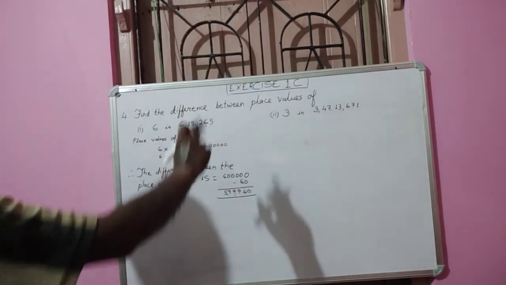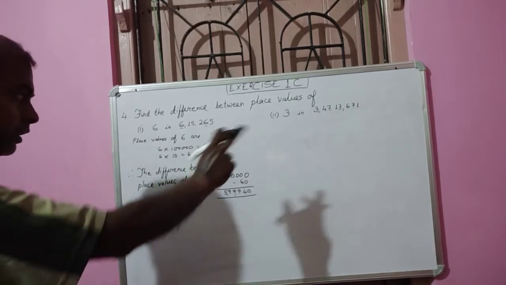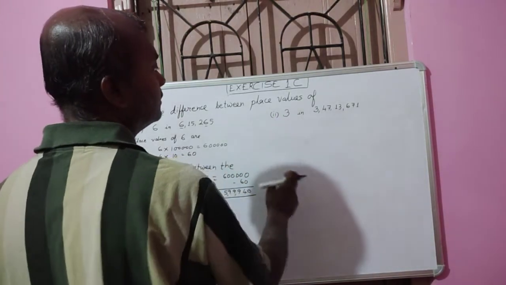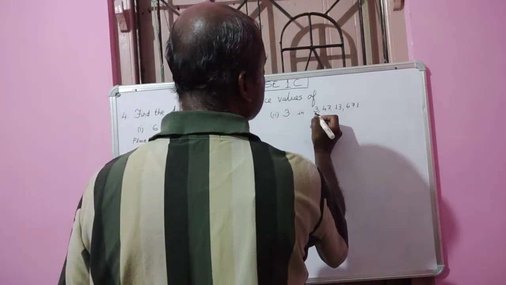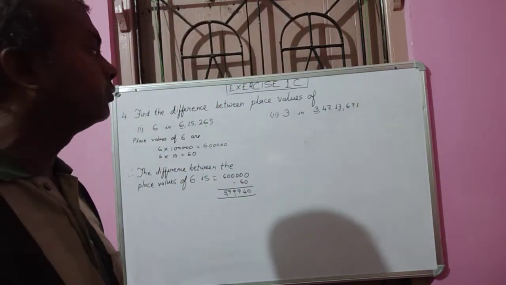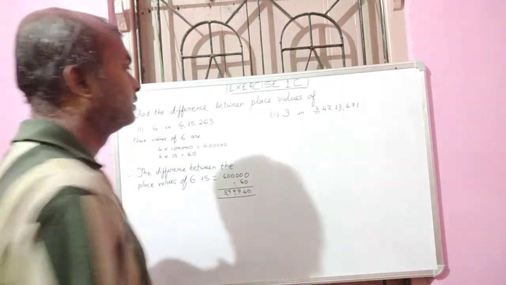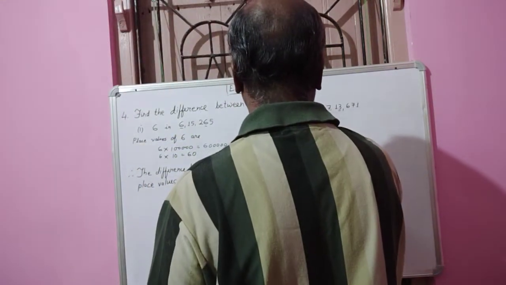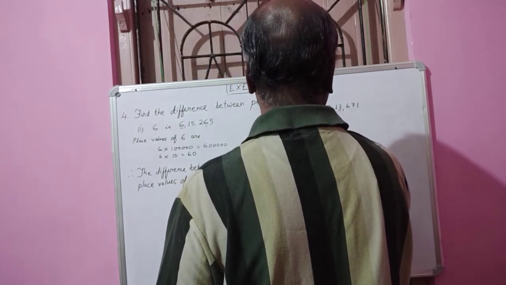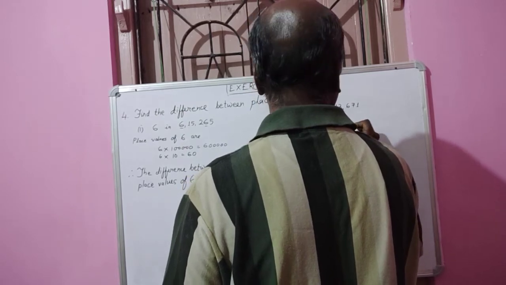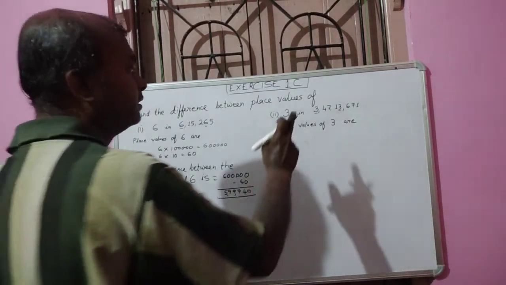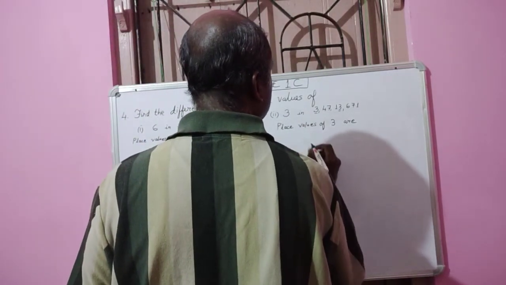Okay, coming to the second one. If you haven't understood this, try looking at this one and you will understand. Here 3 is there, and in this number see how many places 3 is there. 3 is here, 3 is here. So in these two positions we have to find the place values of 3. Okay, so place values of 3 are, two positions in two places 3 is there. So we have two place values.